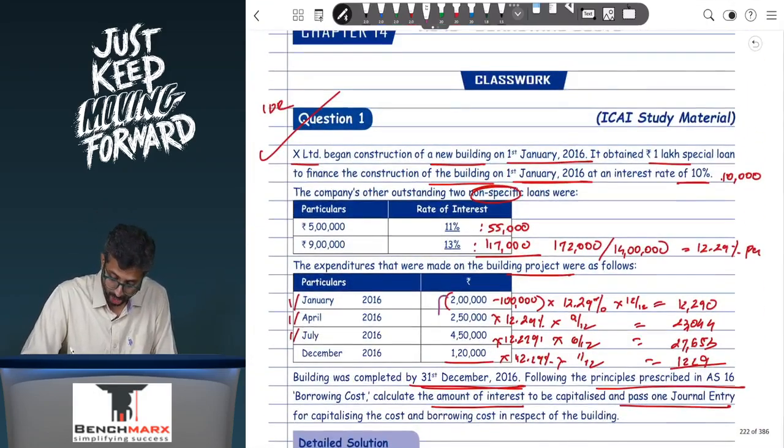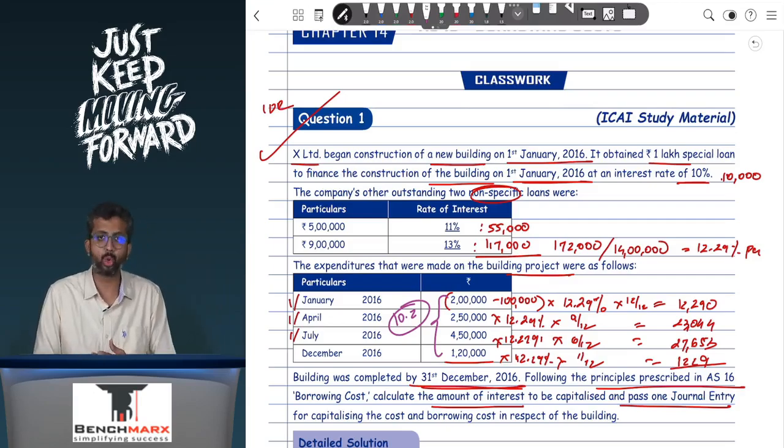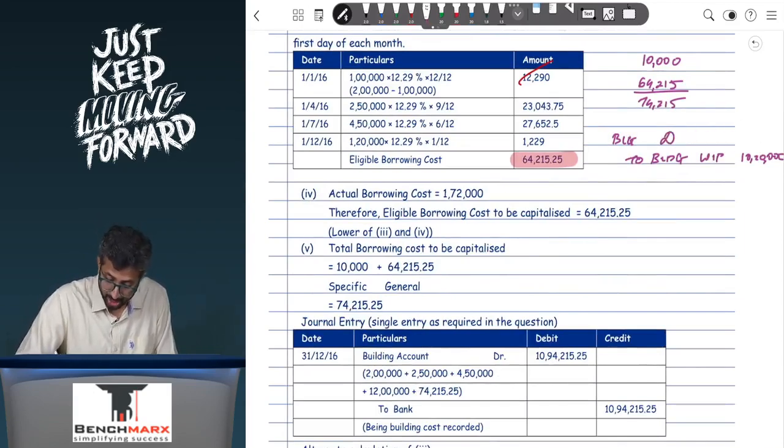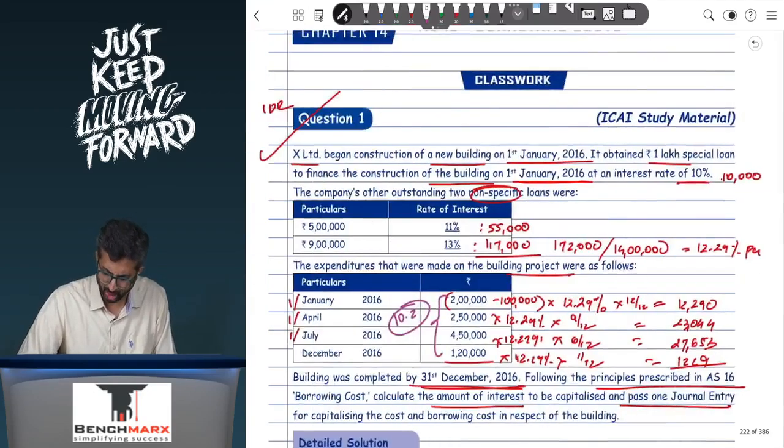Now the problem is this is 10,20,000. This is the total of all of these expenses. However, is my building expenditure only 10,20,000? No, 10,20,000 is directly spent for the building. Over and above that, around 74,215 is also going to be capitalized. So over here we will say, okay, building account debit to building WIP to, let us say, borrowing cost. This is 74,215 and hence 10,94,215. This will be the entry, as the question says.